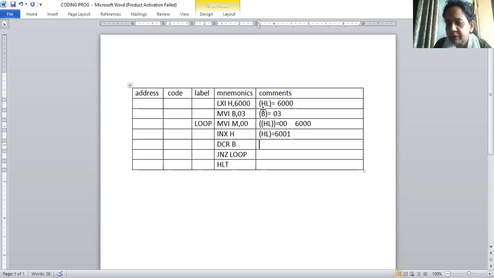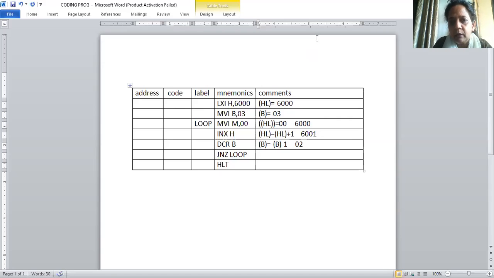DCR B. B is 03, so the B value will be decremented by 1. Whatever is the B value, minus 1. So in this case it will become 02. Correct? And this is actually HL plus 1. Whatever is the HL value, to that I add 1. So in this case now it has become 6001.